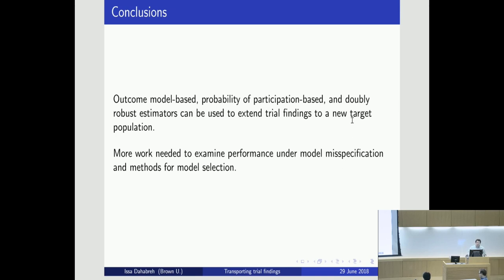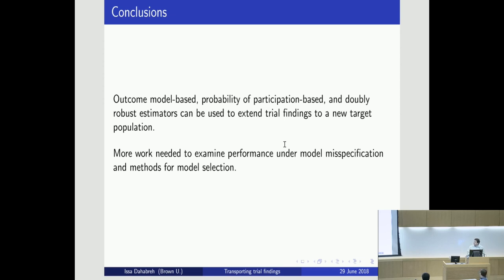And you don't need outcome or treatment information in the target. You also don't need no confounding assumptions in the target, which is a difference from conventional observational studies. A lot of the stuff that I saw depends on model specification. The behavior of these estimators is quite interesting under misspecification.